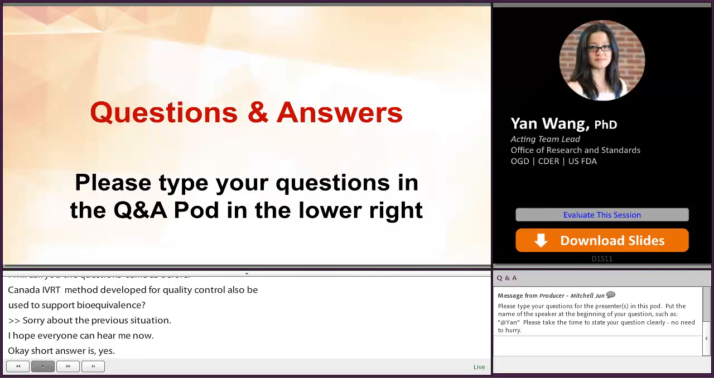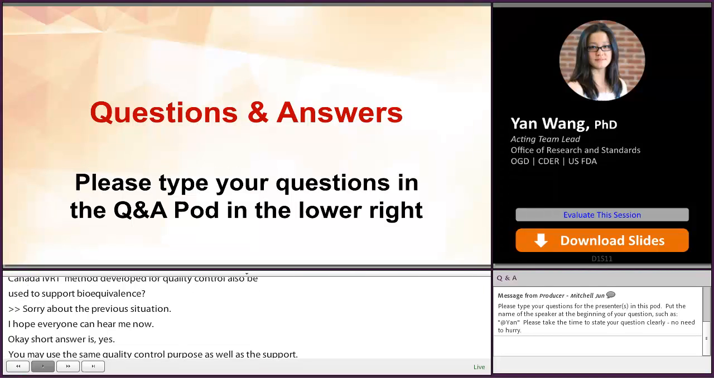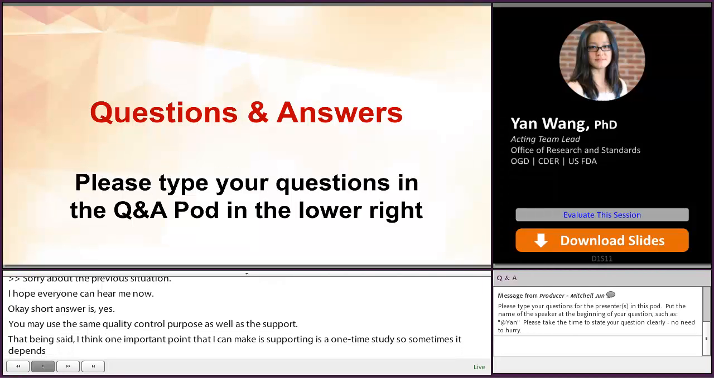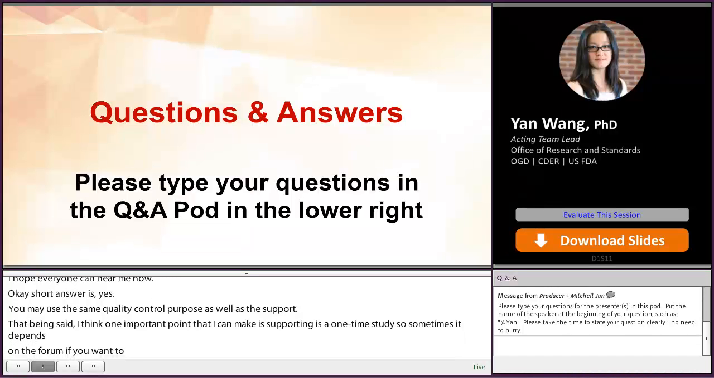That being said, I think one important point I'd like to make is the IVRT for supporting BE is a one-time study. So sometimes depends on the dosage form and the purpose. If you want to show the equivalence in release kinetics to more reflect what's happening in vivo, for instance, for the long-acting drugs in particular, then you will have to likely demonstrate comparable release in the real application duration.